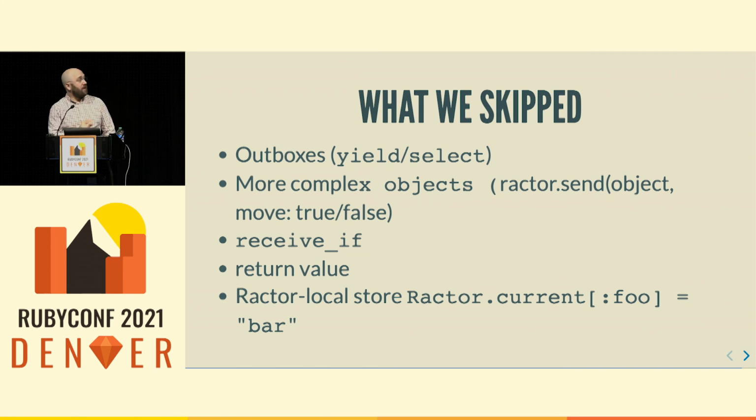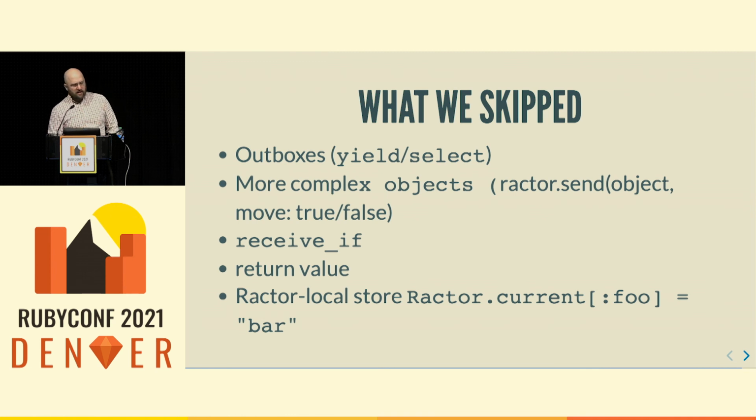And second to last, Ractors, like most things in Ruby, have a return value. This is a great way if you just want to spawn off a whole bunch of Ractors and read their return value. You don't have to handle message passing, and it's a really easy way to do a bunch of slow things at once and get the answer.